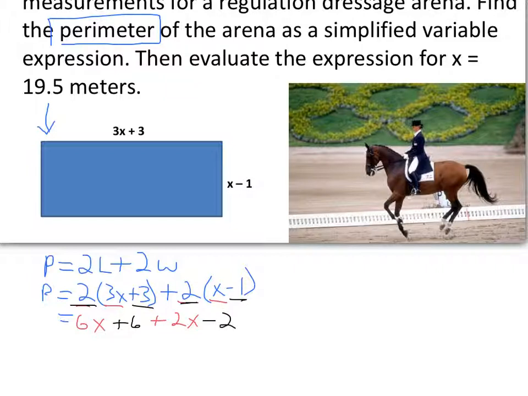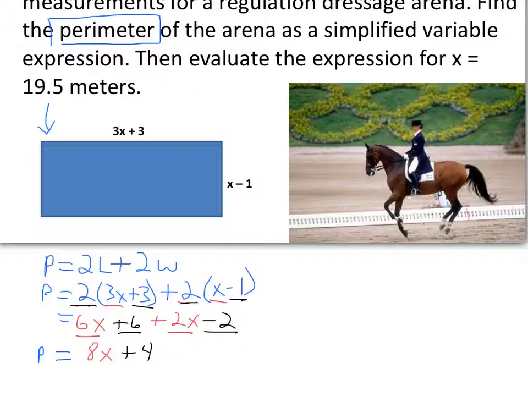And so we've distributed, and now notice we have like terms. So the 6x and the 2x are alike. We add our coefficients together to get 8x, and 6 and negative 2 are alike. They're constants. They don't have variables. That's fine, but we can add them together. 6 and a negative 2, or 6 minus 2, will give you plus 4. So that is the simplified expression for the perimeter of the arena.